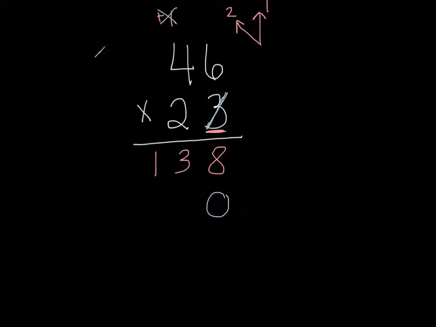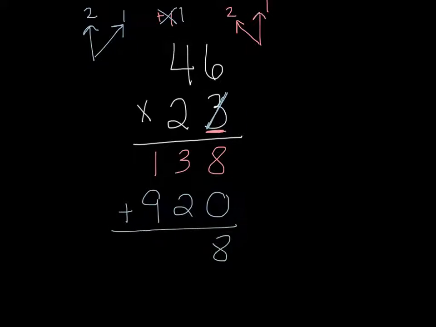My next step is I'm going to go over first. So I'm doing 2 times 6 is 12. I write down my 2, carry my 1, and then we go up. 2 times 4 is 8, plus 1 is 9. And last, we just add up the two numbers. 8 plus 0 is 8, 3 plus 2 is 5, 1 plus 9 is 10. So our product of 46 times 23 should be 1058.